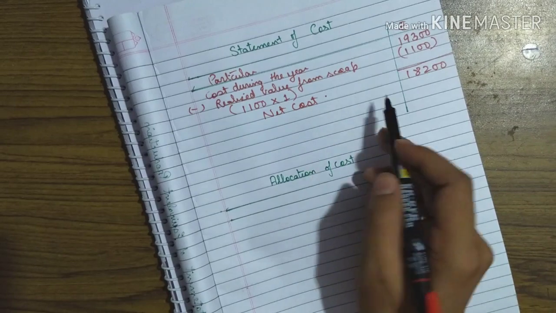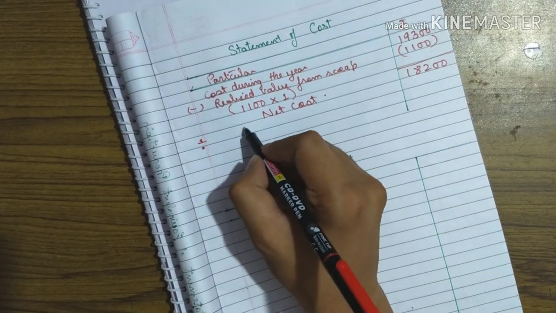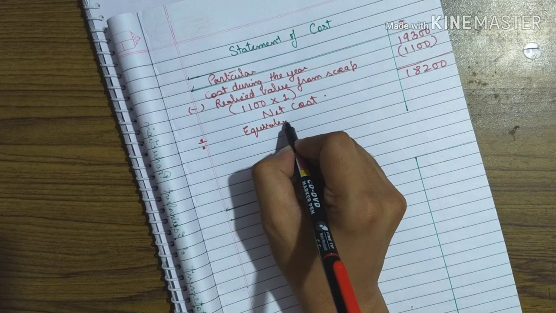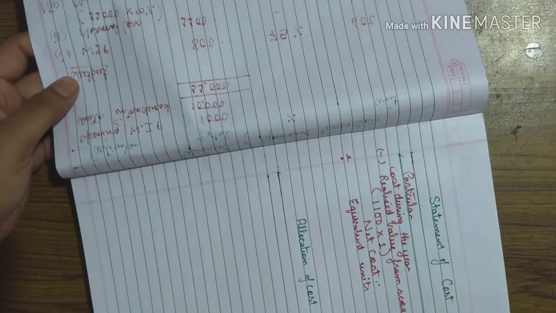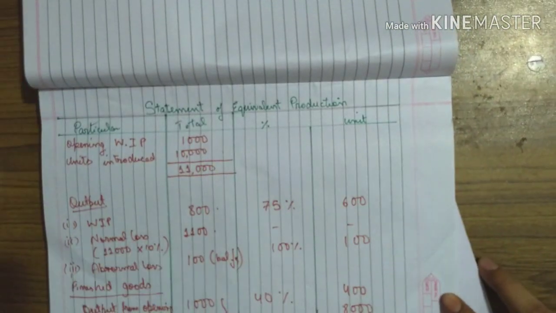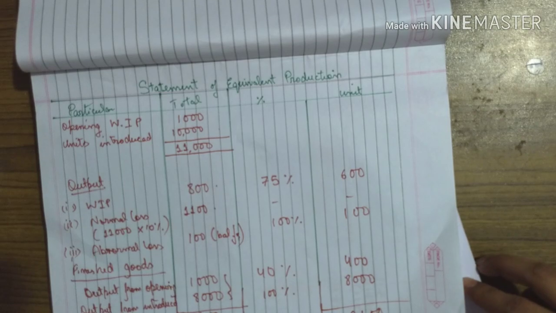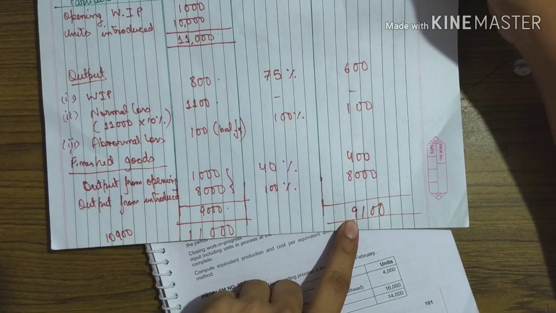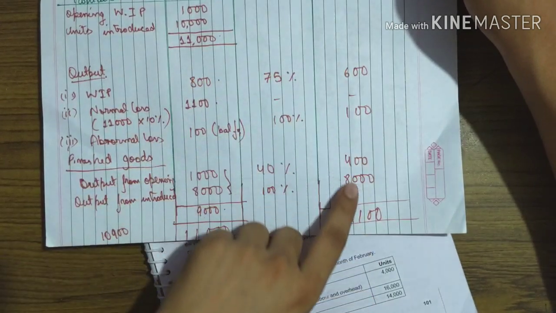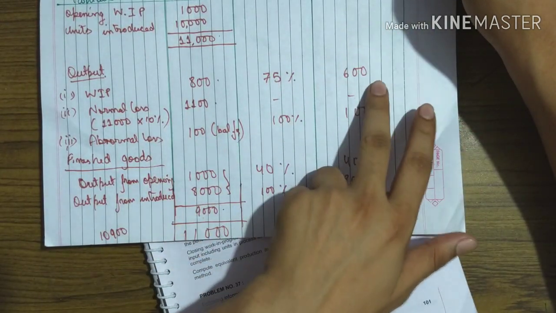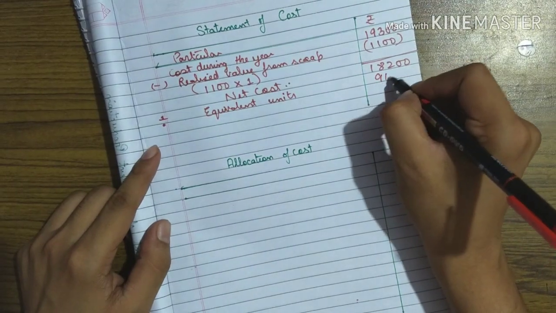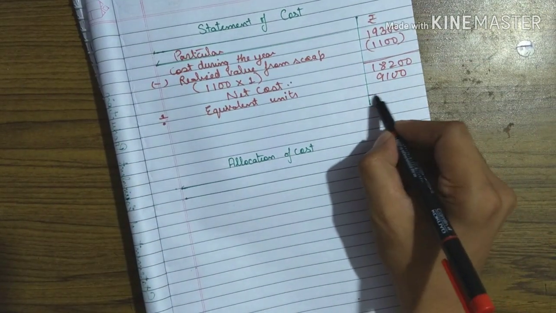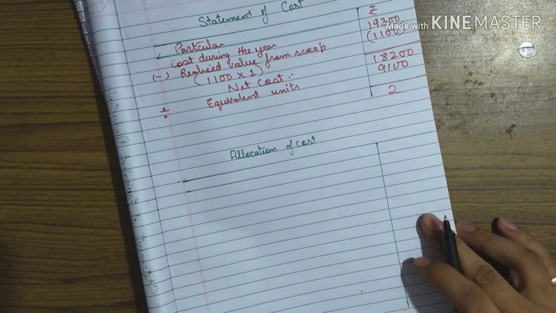Now this is an important part. The net cost needs to be divided by the total equivalent units. We have already calculated the total equivalent units, which is 1,900. This is the equivalent column because here we have taken the percentages and the equivalent values have come up. So this amount is the total equivalent units. So now it's 18,200 divided by 1,900, which amounts to 2 rupees per unit.